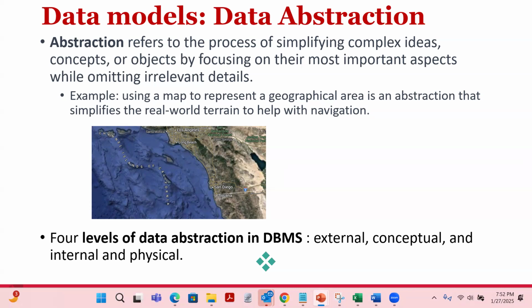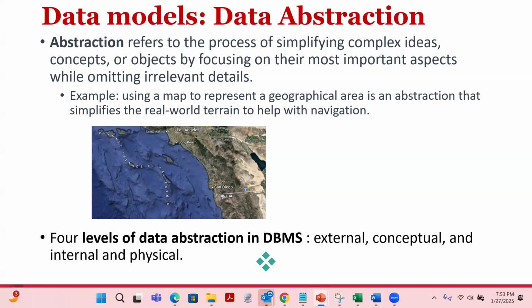It was initially introduced by ANSI. ANSI is an organization that is responsible for different formats, templates. So based on ANSI definition, abstraction refers to a process of simplifying complex ideas or objects, leaving complicated details behind.